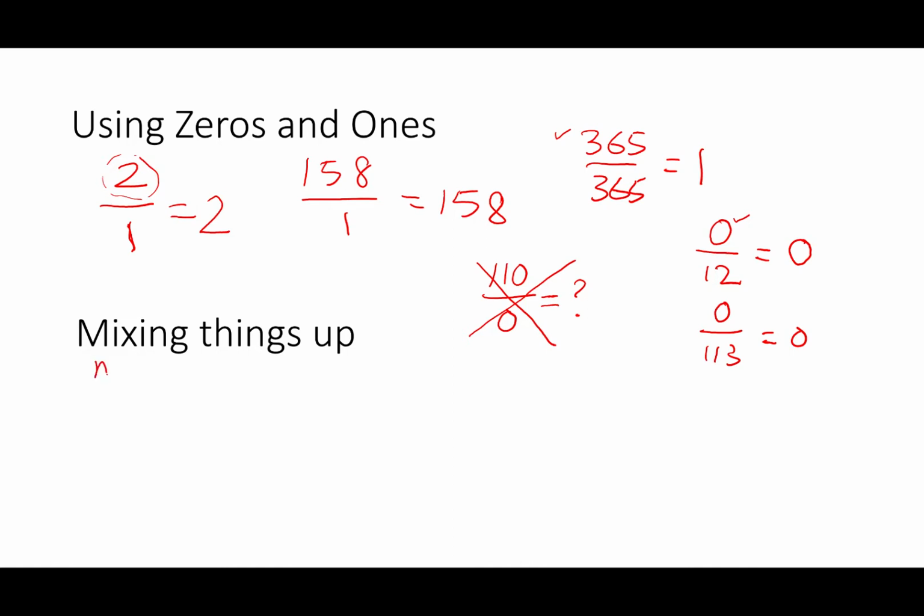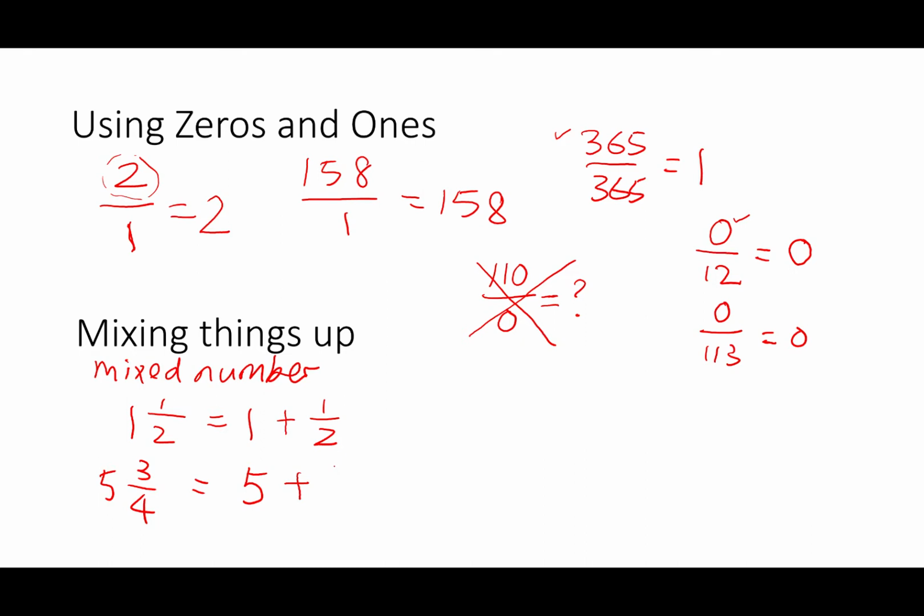A mixed number is a combination of a whole number and a proper fraction added together. For example, 1 is a whole number and 1 over 2 here. So what this means is that this number is made up of 1 as a whole number plus a fraction of 1 over 2. Right? If I have 5 and 3 over 4, what this means is 5 as a whole number plus a proper fraction, 3 over 4, right?